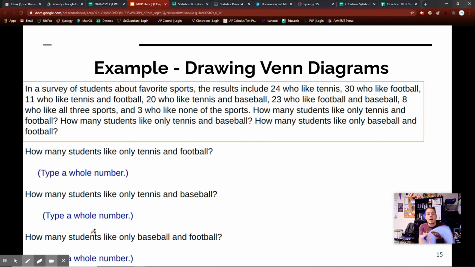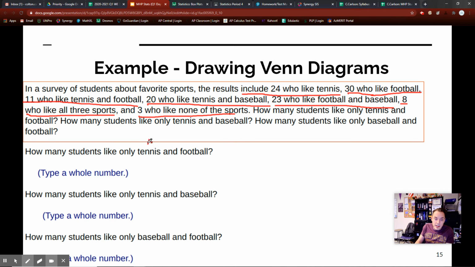So in a survey, and this will be something that you may see on a test or a quiz, by the way, a survey of students about their favorite sports. The result includes 24 who like tennis, 30 who like football, 11 who like tennis and football, 20 who like tennis and baseball, and 23 who like football and baseball, 8 who like all 3 sports, 3 who like none. All right, what will this look like? This is a lot of stuff.